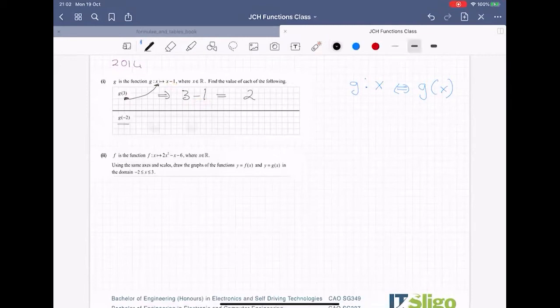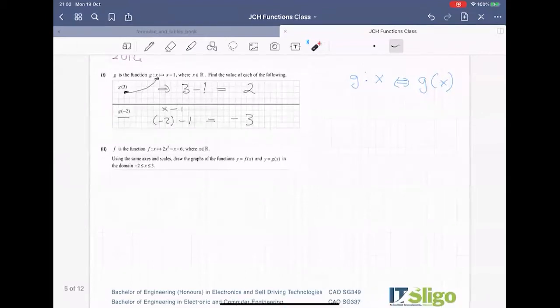g of minus 2 then. So now x, that's my function. x gets replaced by minus 2, minus 1, which is minus 3. So if the maths language made sense, then the question wasn't too hard. But if it didn't make sense, it's actually quite hard to even attempt it.